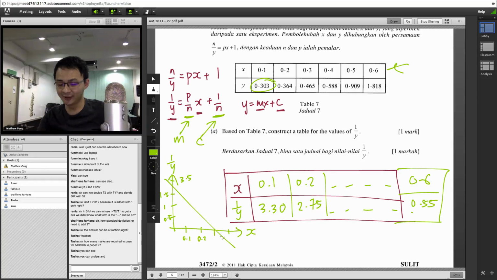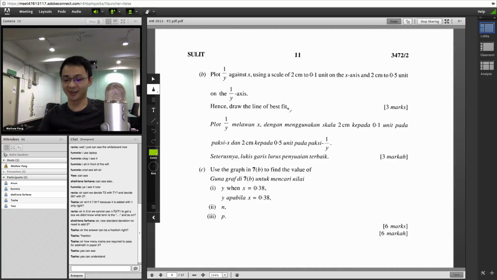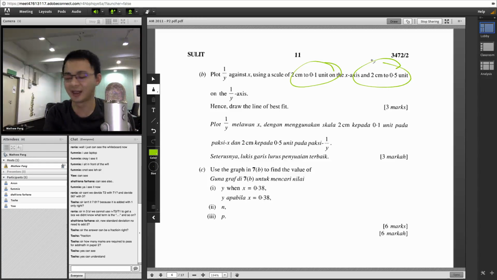Okay, then only we do the next thing. The next thing basically asks you to plot 1 over y against x. Actually, I give you a unit already. So you just ignore all the skill I gave you just now, because I thought the question doesn't give you unit. If the question gives you unit already, you just plot accordingly.